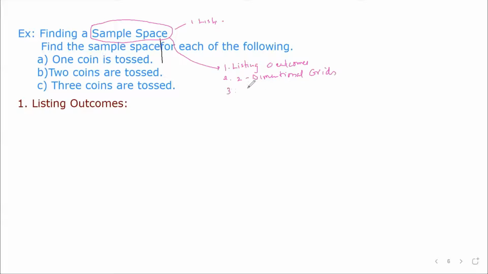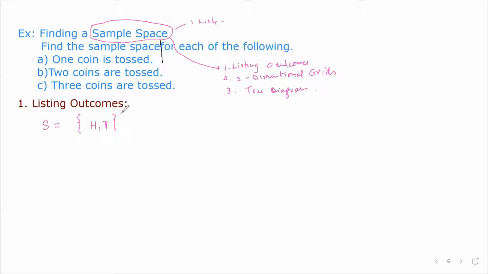And the third one is the tree diagram. Okay, so we try to see the first way to do it, which is listing outcomes. If one coin is tossed, this one is easy, right? So everyone knows what the sample space is going to be. You can list it in this way: head, tail, right? You tossed one coin.